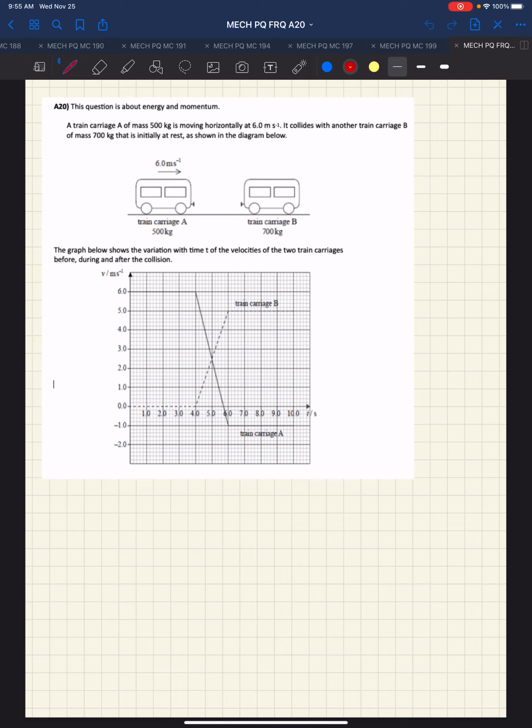So in this case, we can see we've got a collision going on, and we're even told that it's about energy and momentum. So we have train A going to the right, and we'll specify right is positive and left is negative, horizontally at 6 meters per second. Another train is initially at rest, so V0 equals 0, shown in the diagram below.